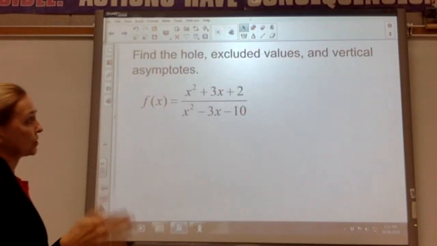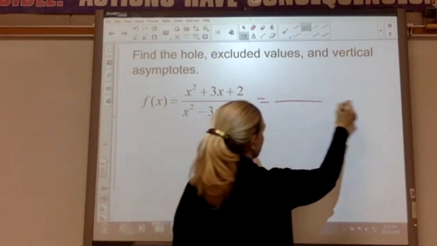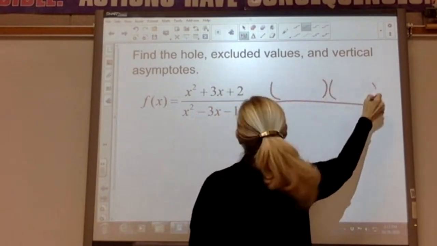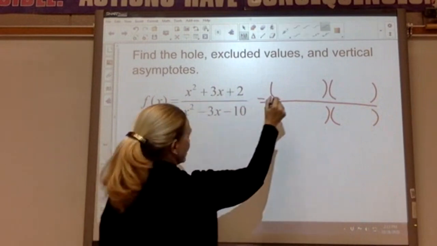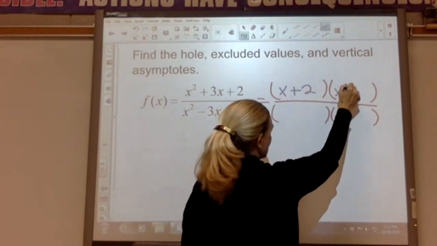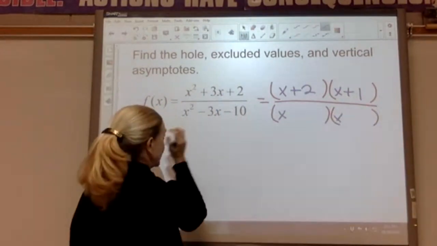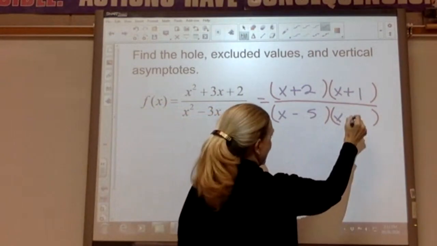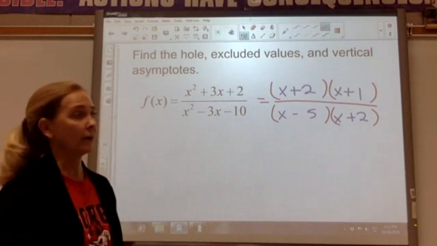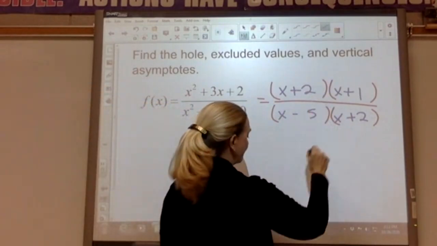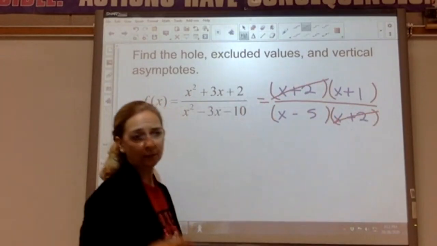So this one says find the hole, excluded values, and vertical asymptotes. So the first thing we have to do is come over here and factor the numerator and denominator. Okay. So this will factor into x plus 2, x plus 1, and this factors into x and x to get 10, and then a -3 in the center. It would be -5 and a +2. Now you look at your numerator and your denominator and see if you have a common factor. I do, right here. Okay, so this will cancel this. All right, so that's my common factor.